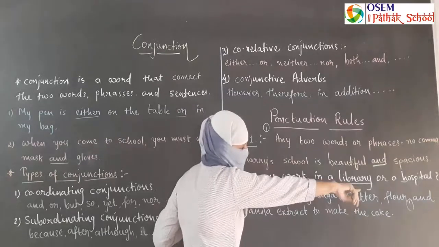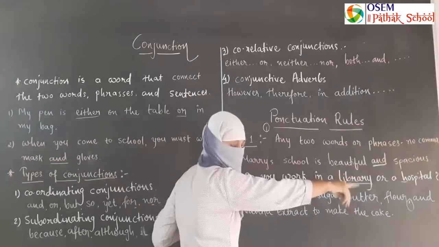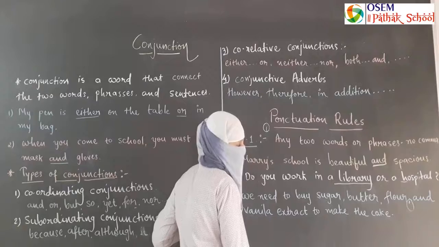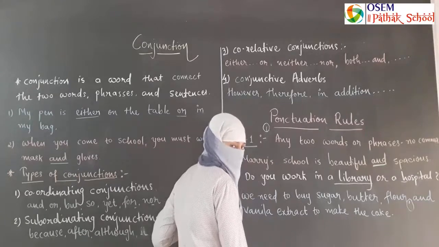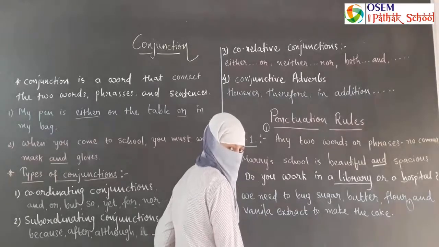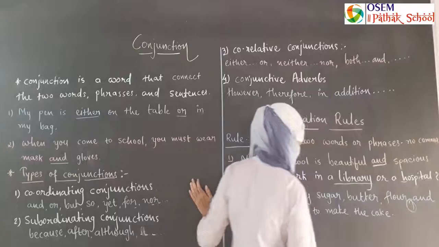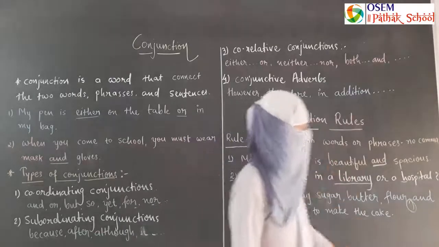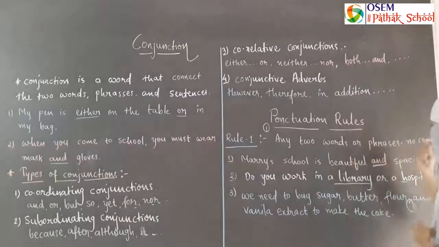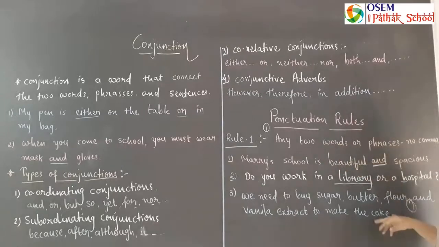So remember this thing. Whenever you put and, before and you also have to put a comma. Without the comma you cannot write properly. You can lose your 1 mark or half mark here if it's a punctuation question. So remember the first rule: if we have two words or phrases, no need for a comma, but if we have more than two words, we need commas, and before and we have to put a comma.